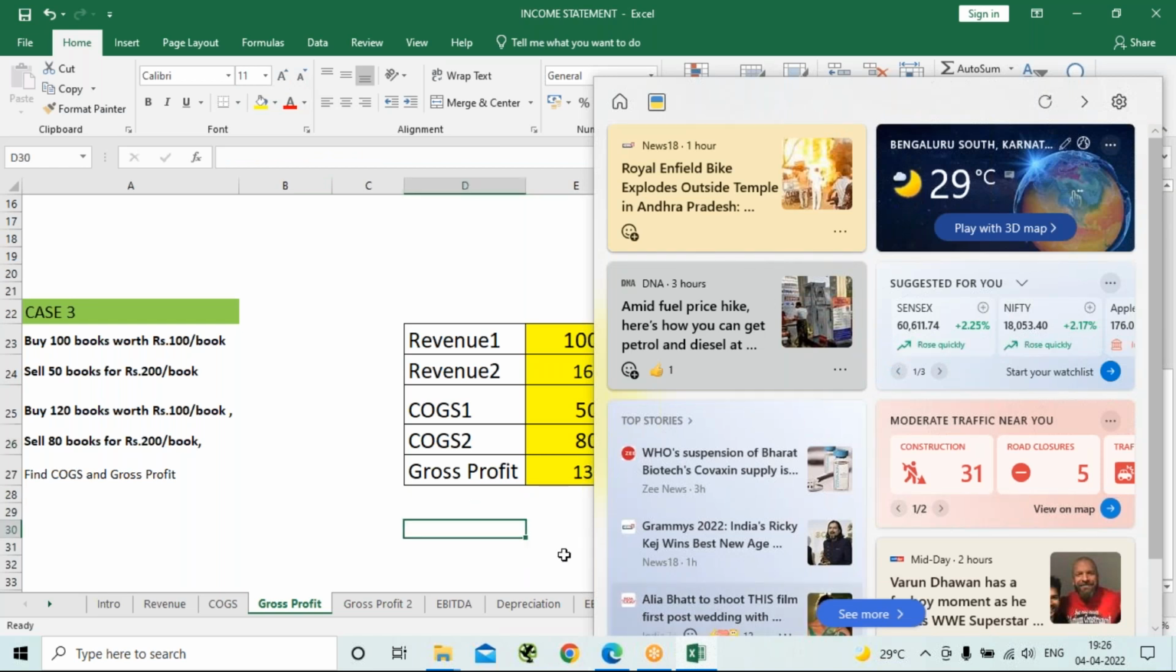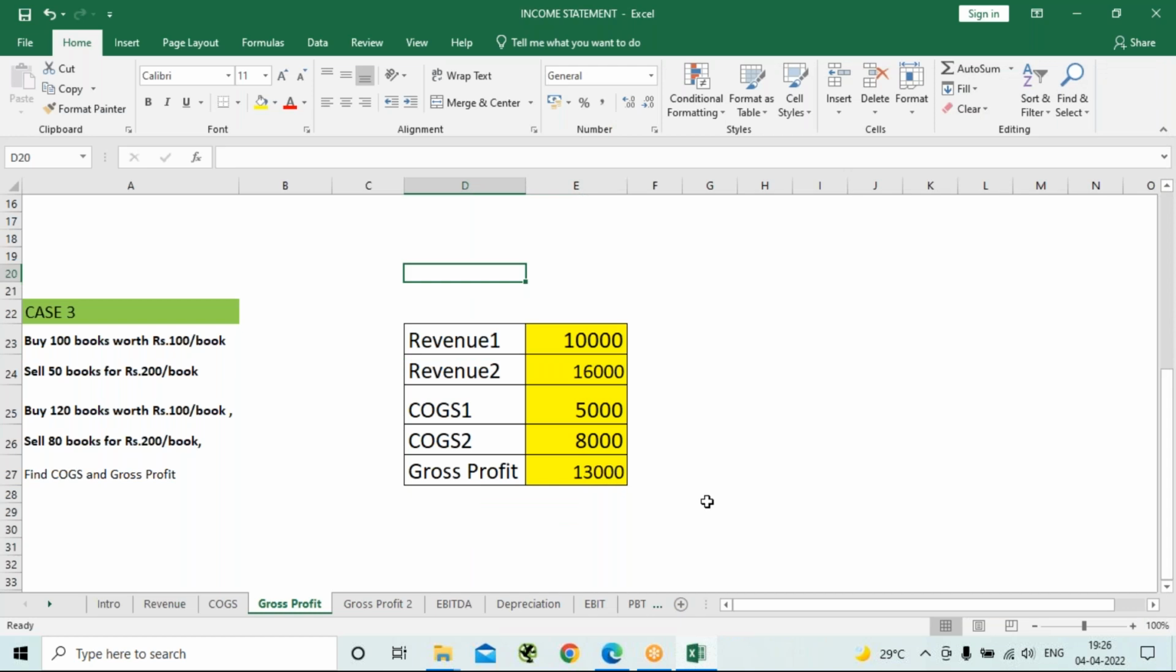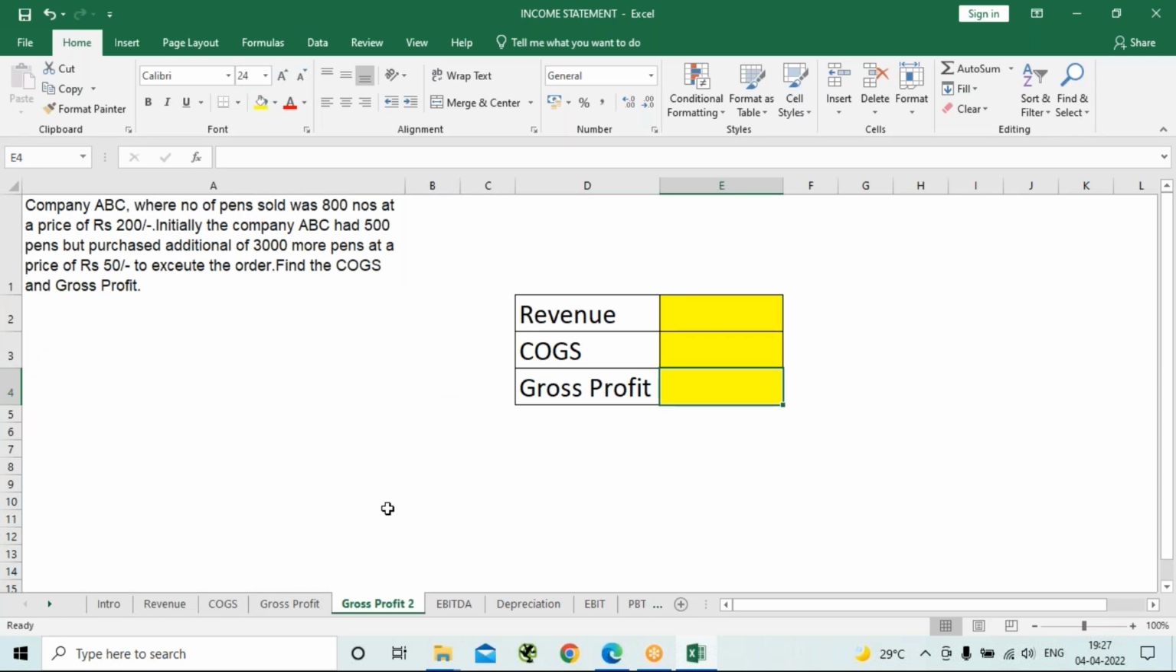Okay. So this is how you can do the calculation for multiple sales and purchases that have happened in the business. The same calculations you can try over here. So here we have a continuity of the transactions of a complete income statement. Let us see those transactions. Here the company ABC has sold 800 pens at the price of 200 rupees. Initially, the company ABC had 500 pens but purchased 3,000 more pens at a price of 50. So execute the order, find the COGS and profit.